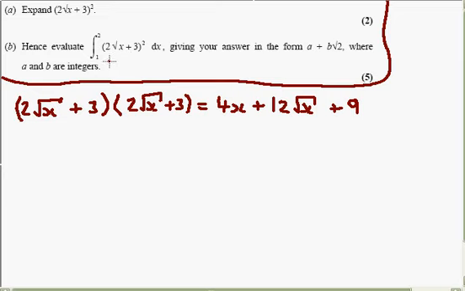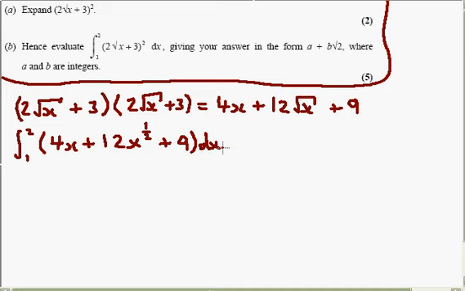Now I need to evaluate the integral between 1 and 2. So I've got 1, 2, and I've got 4x plus 12 lots of x to the half, because square root of x is x to the half, plus 9 dx. Now remember, the answer is going to get written in a square root box.